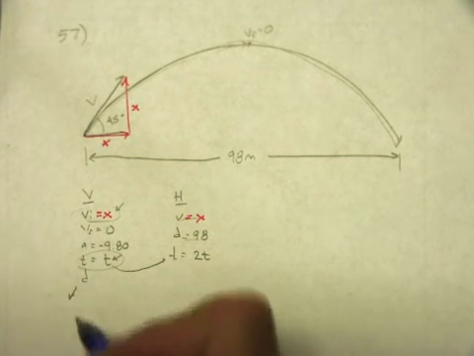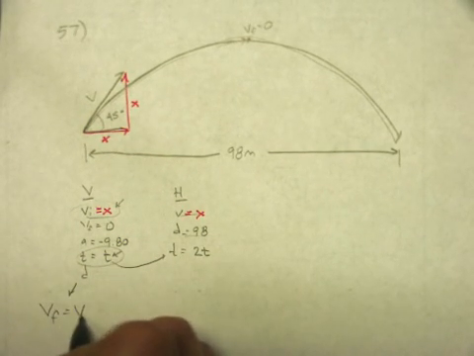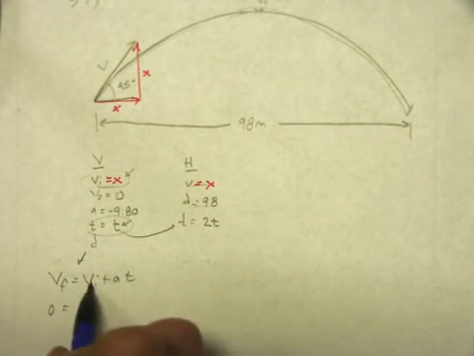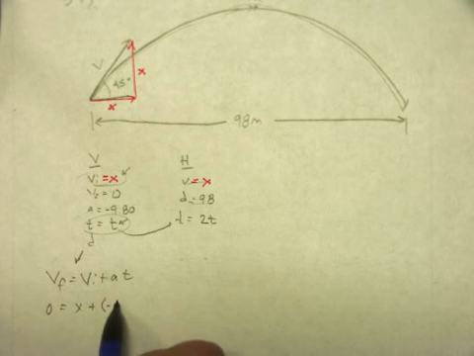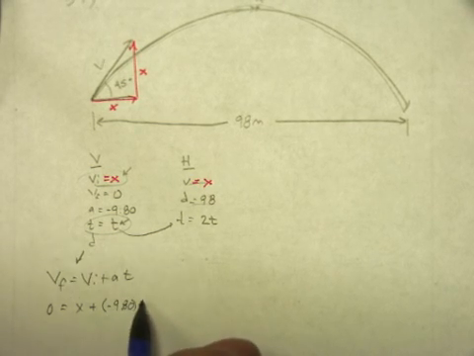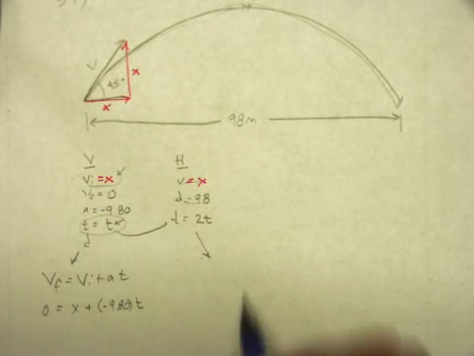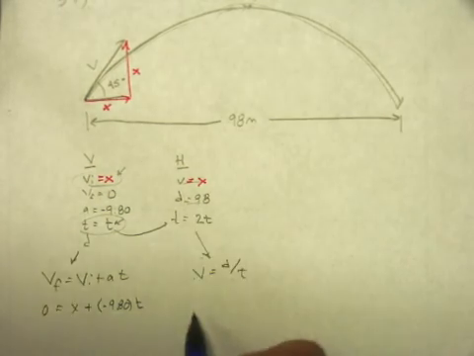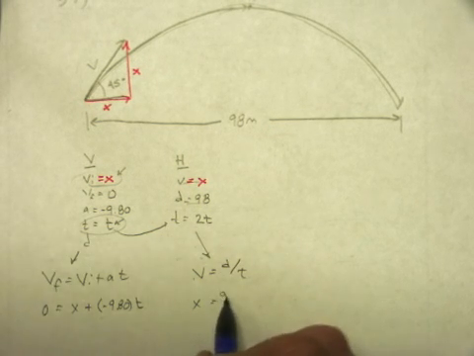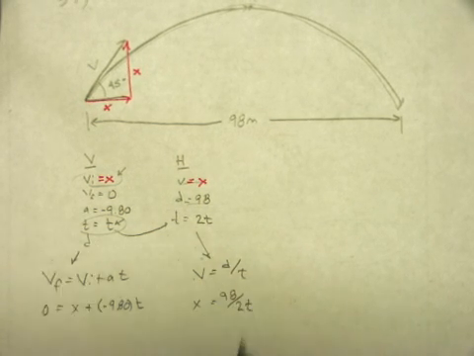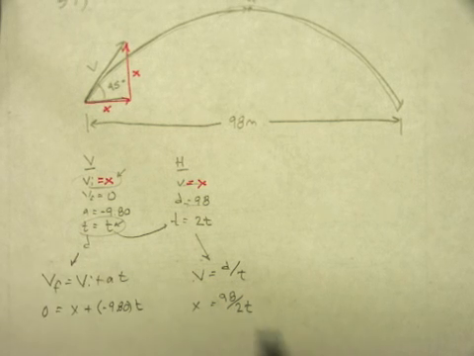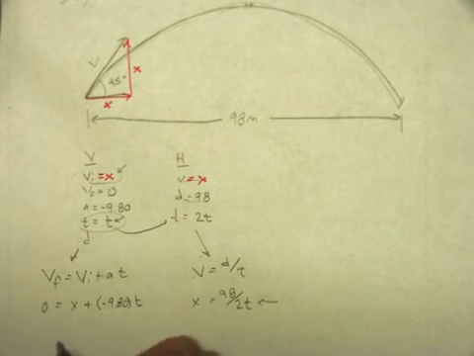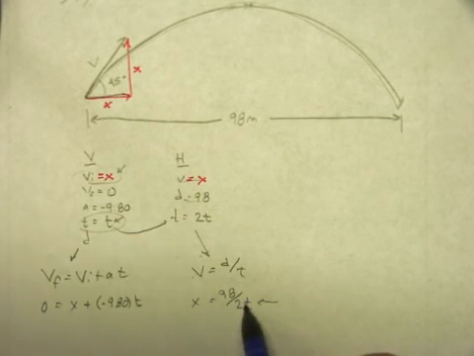So I'm going to make an equation out of all this. Vf equals Vi plus at. I'll use all the stuff I was given: Vf is 0, Vi is x, the acceleration is negative 9.8, and the time is t. Over on this side, I can develop an equation with velocity equal to distance over time: the velocity being x, the distance 98, and the time 2t. So now I've got it, and I'm basically done. Now it's all algebra, because I've got two equations with two unknowns, t and x.